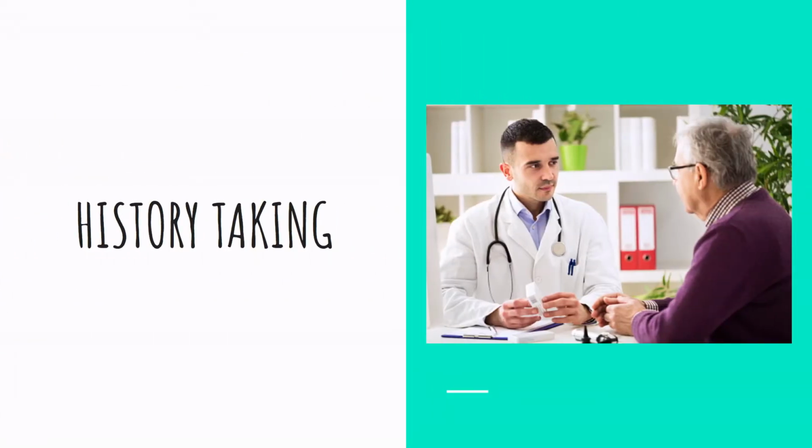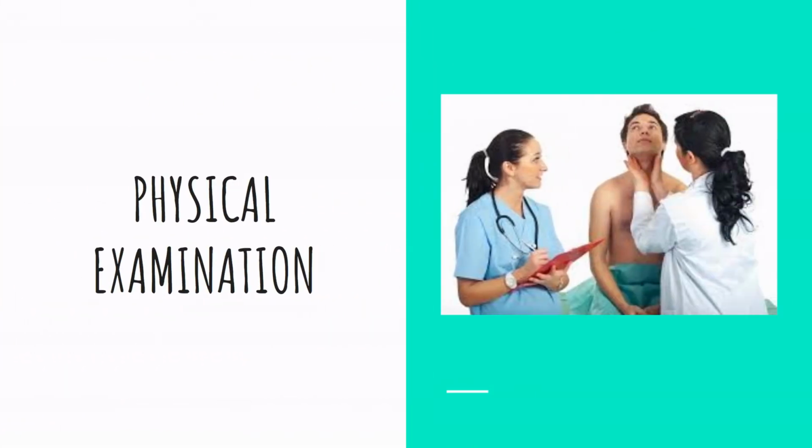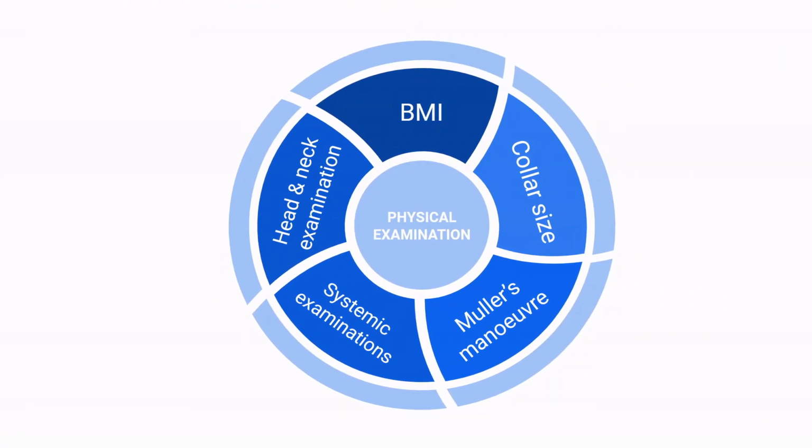Let's move on towards the history taking for obstructive sleep apnea. In history taking, it can be divided into three segments. It can be in the form of daytime, where we see the pattern of the patient outside of sleep, during sleep, and also other relevant history, which is important in diagnosing obstructive sleep apnea. For physical examination, we have 5 different parts. They are BMI, collar size, Muller maneuver, systemic examinations, and also head and neck examination.